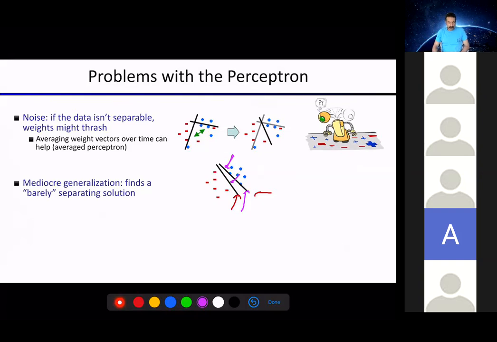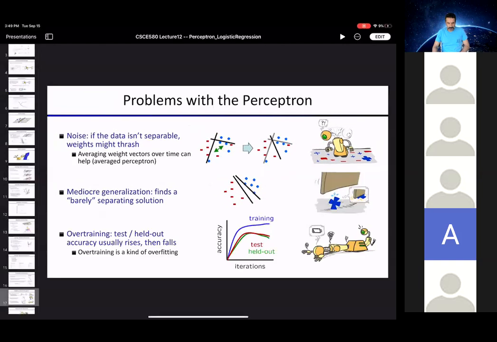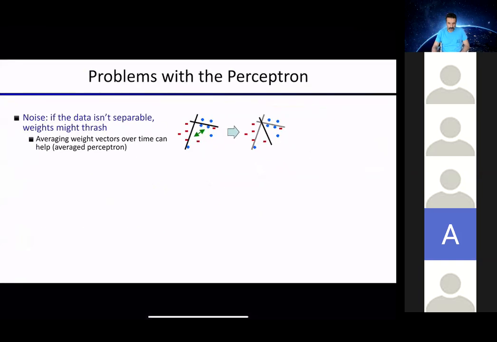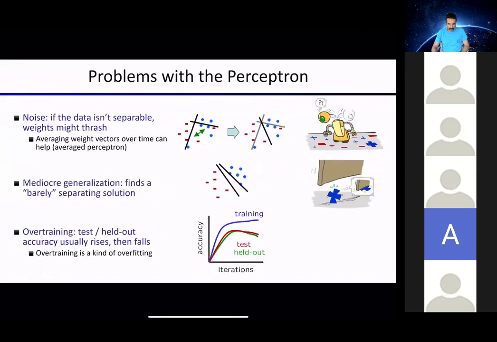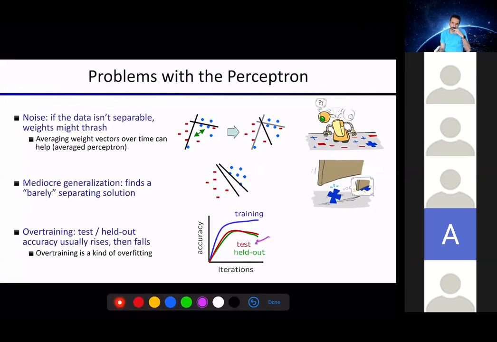So that's one problem, but there are also other issues, especially with overfitting, right? We know how we could think about overfitting. Typically, the way we do things in machine learning is that we have one test set, we have one held-out data set, and we have the training set.